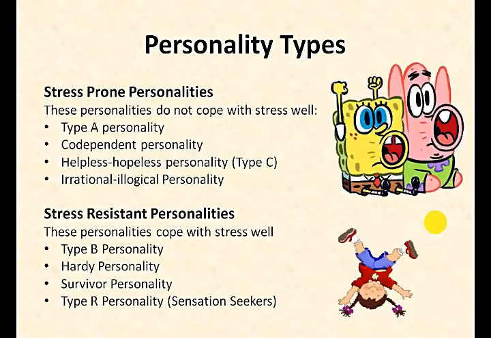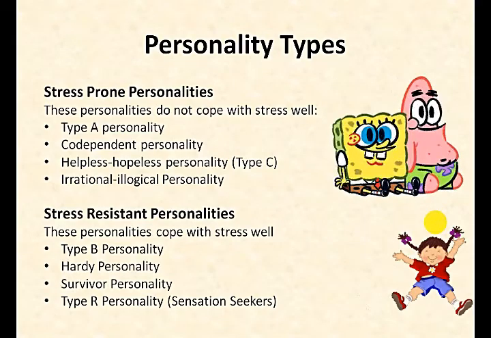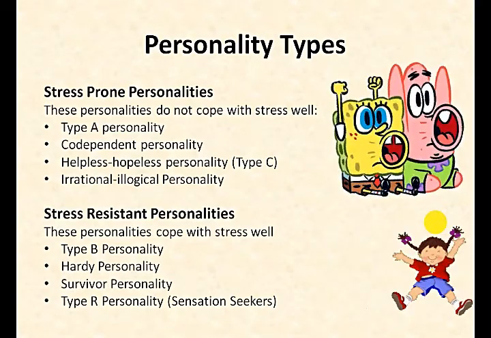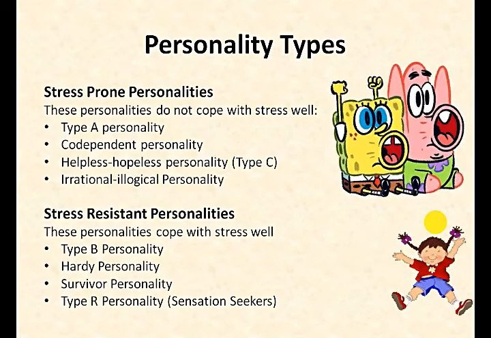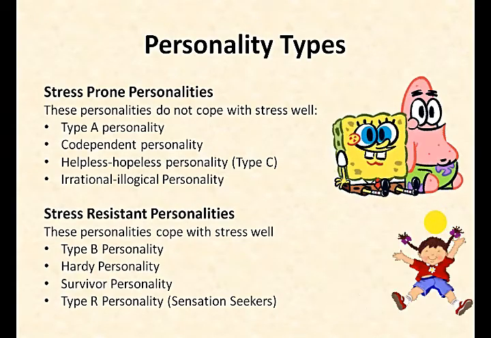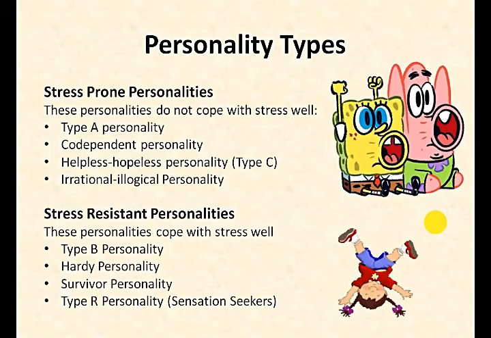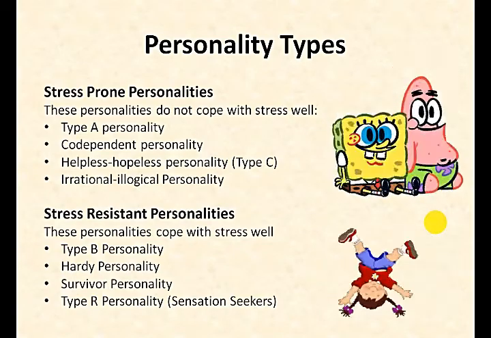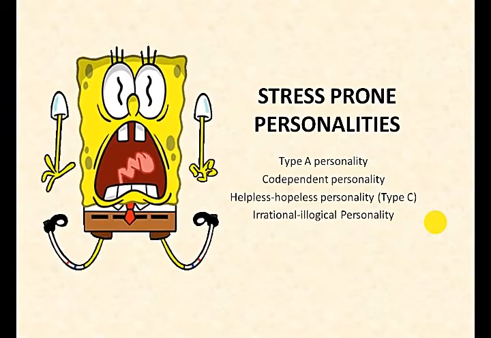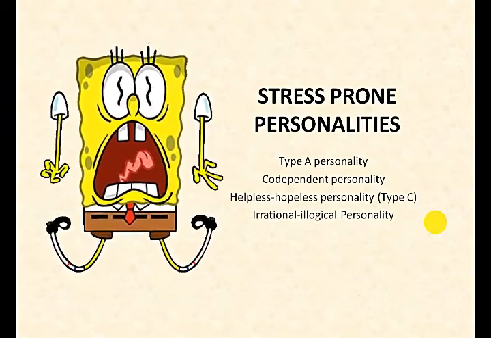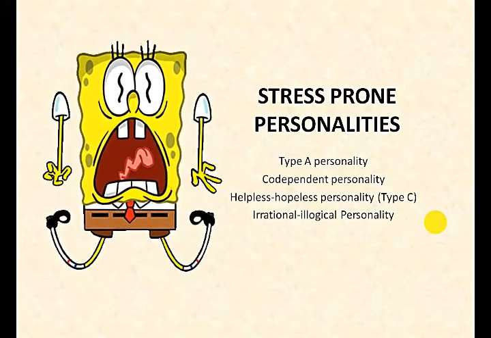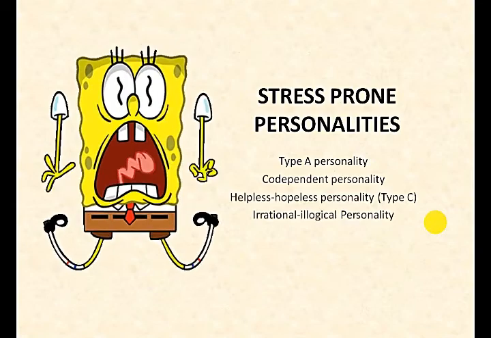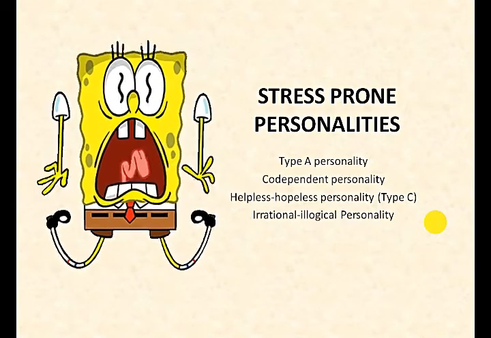And then stress resistant personalities. These personalities cope with stress well. Type B personality, hardy personality, survivor personality, type R personality, or sensation seekers. These are stress resistant personalities. Stress prone personalities: type A personalities, codependent personality, helpless personality, type C, irrational, illogical personalities.